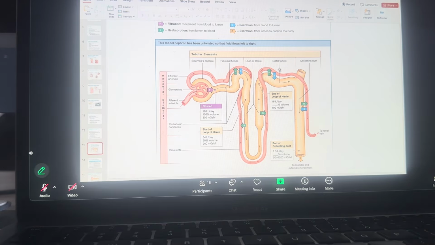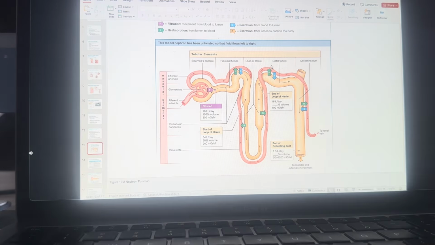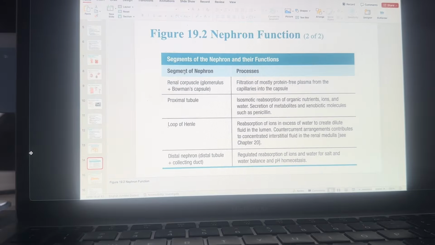Reabsorption, right? And then back into the distal tubule, we are doing both reabsorption and secretion, right? Cool. And so this diagram breaks down the different portions of the anatomy of the nephron and their function.